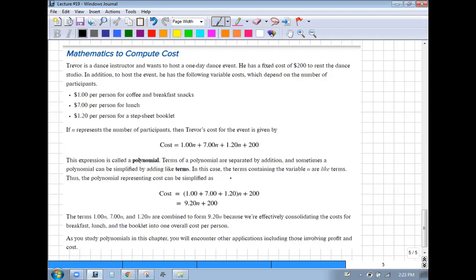In this case, the terms adding the variable n are like terms. So the 1n could be added to the 7n, could be added to the $1.20n. So you can see that right here, what they did is they factored the n out. They only have n written once. So this would be n times this, times this, times this, like they have up here. All I did was factor out the n. And then you can add all these numbers together. So 1 plus 7 plus 1.2 gives us 9.2. So the cost is $9.20 times the number of people plus the $200 rental fee. Okay.